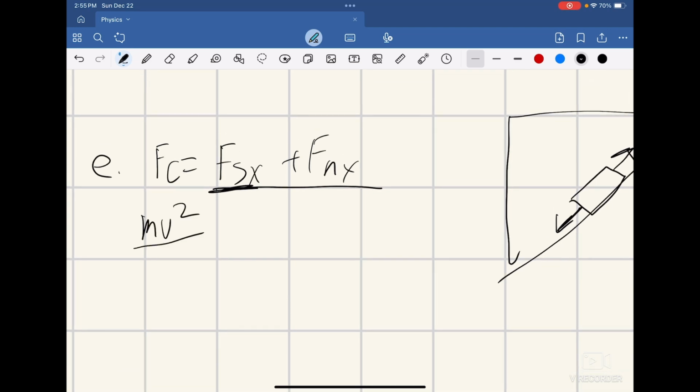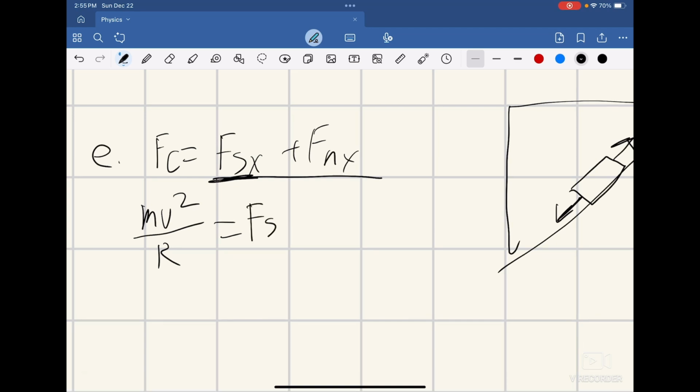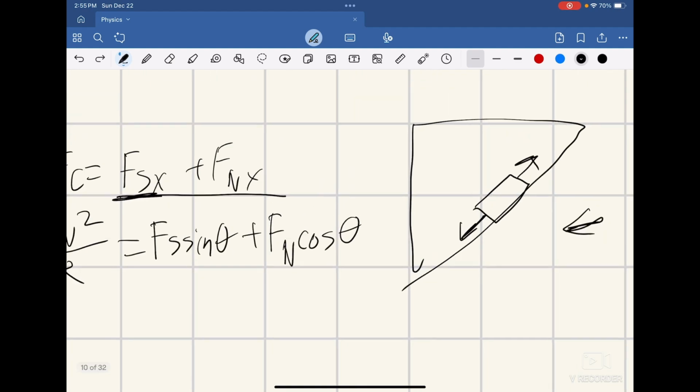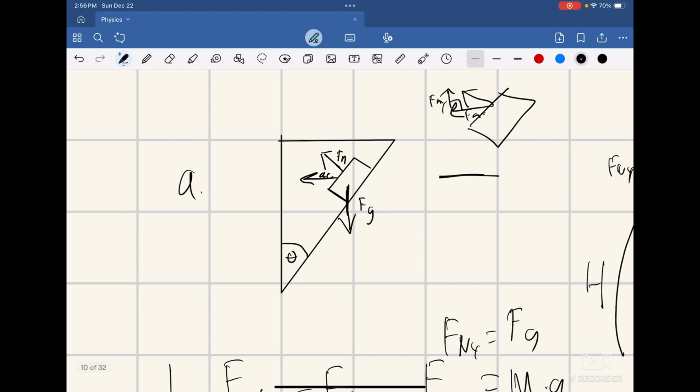Fc is equal to mv squared over r, and here we can use r. So Fsx is equal to Fs sine theta, and Fnx is equal to Fn, this should be capital N, Fn cosine theta. Right. And the reason why this is sine is because Fs is going downwards, and if you look up here, this is going downwards.